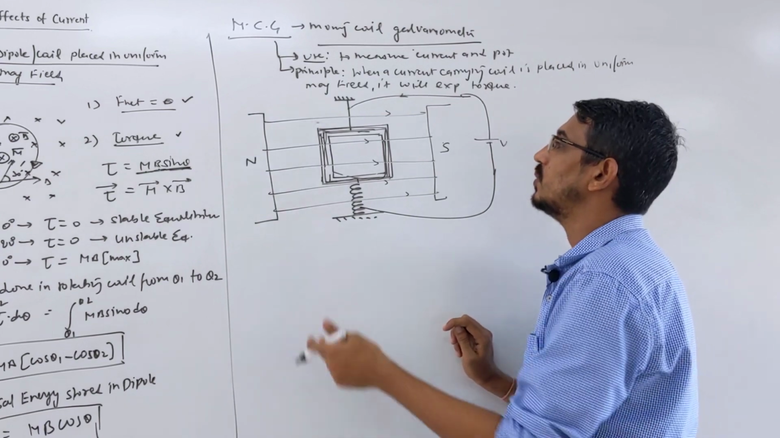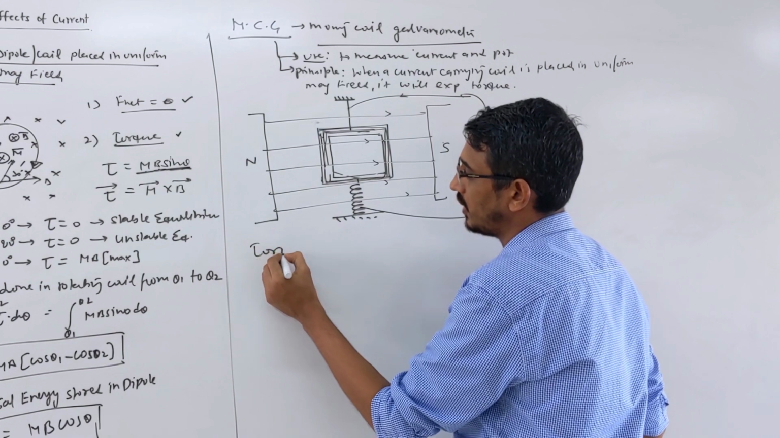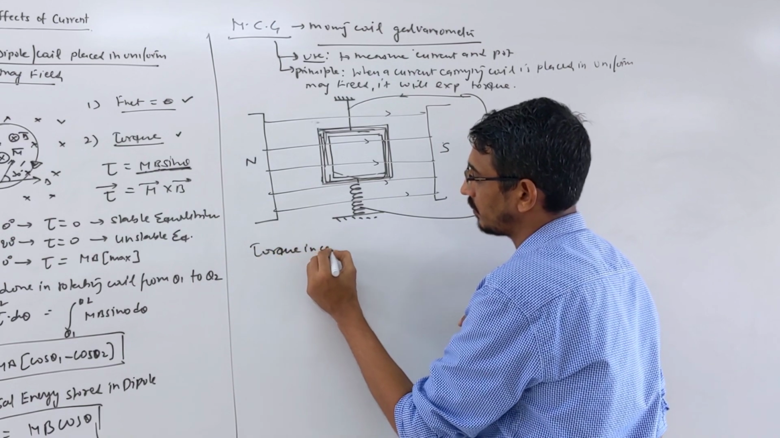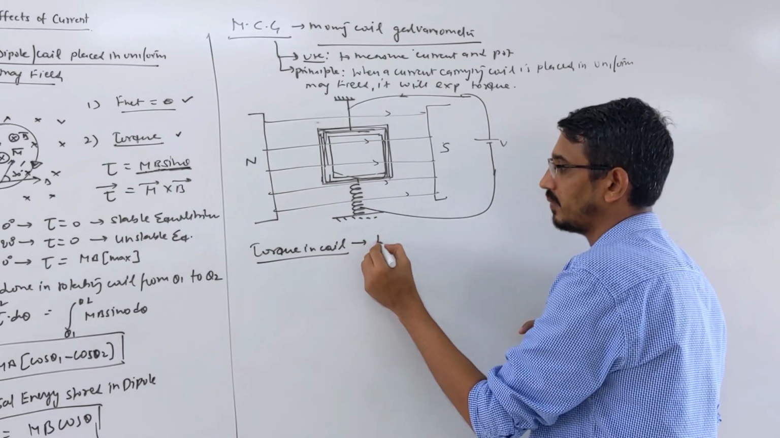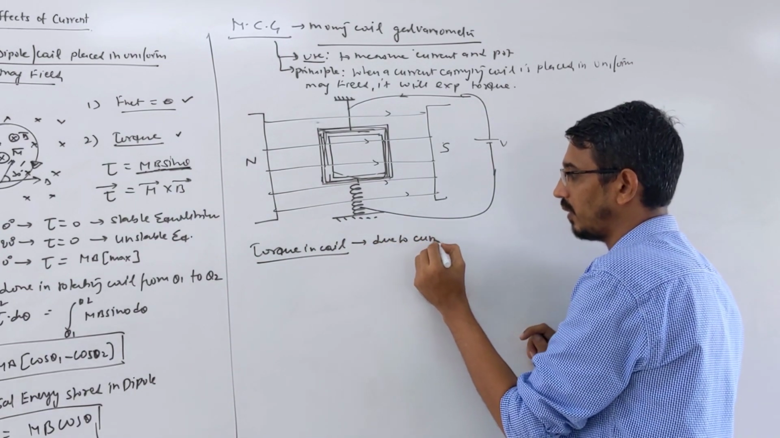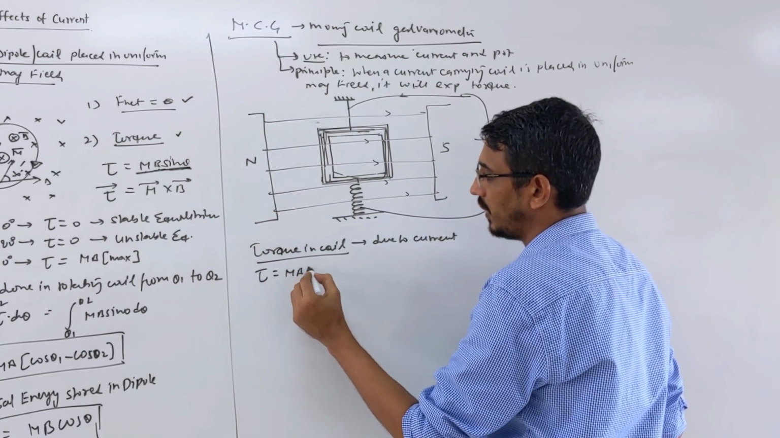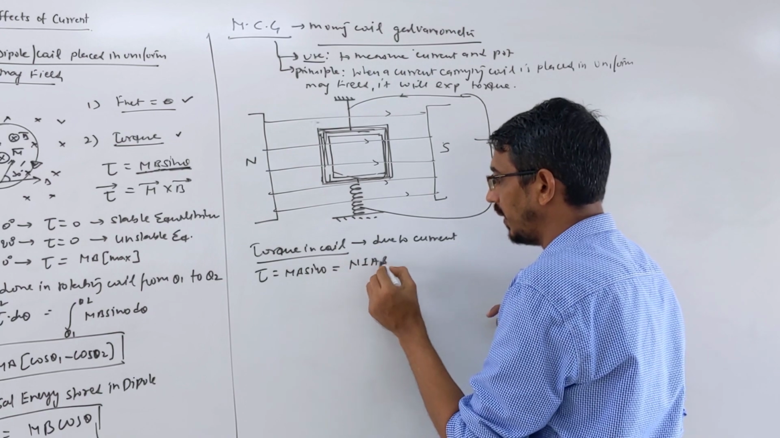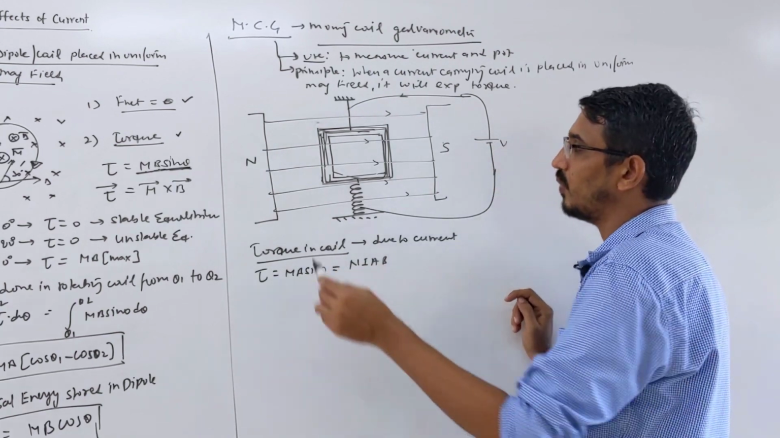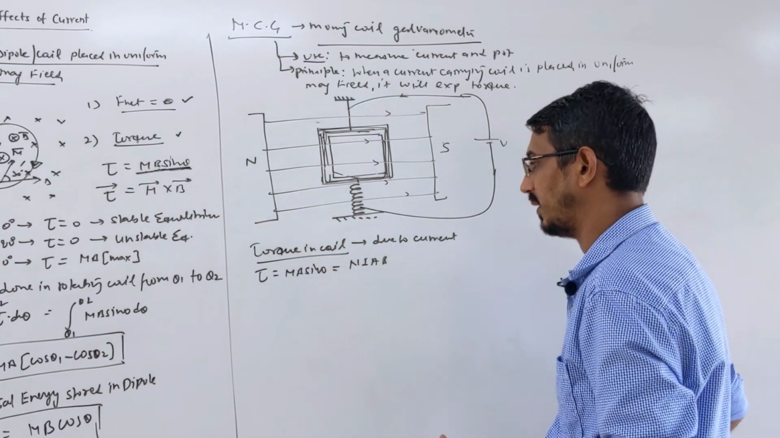Now, look here, two types of torques are happening here. Torque in the coil is developed due to current, right? So how much is that torque? We know the formula MB sin theta. M is NIA, sine is 90 degrees. We always produce a field perpendicular to the magnetic field, because we have a permanent magnet.